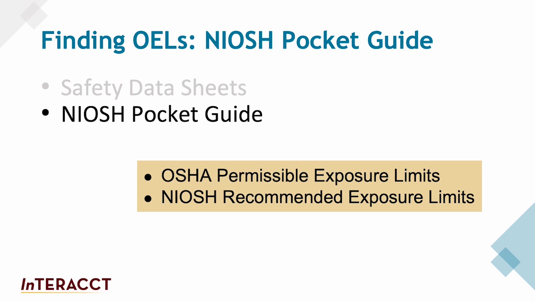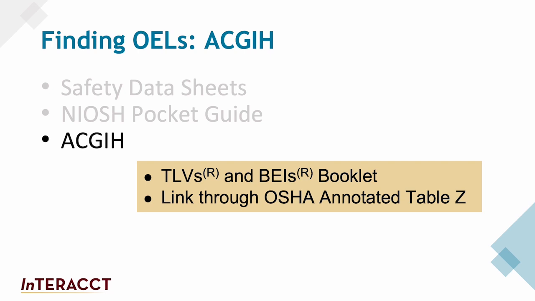The NIOSH Pocket Guide, in addition to containing chemical and physical properties, also lists the OSHA permissible exposure limits and the NIOSH recommended exposure limits. The ACGIH threshold limit values are usually reported in safety data sheets, but a comprehensive catalog is available in the TLVs and BEIs booklet, which is published annually by the association and is now available digitally through the ACGIH Data Hub. There is also a link to the TLVs on the OSHA annotated table.